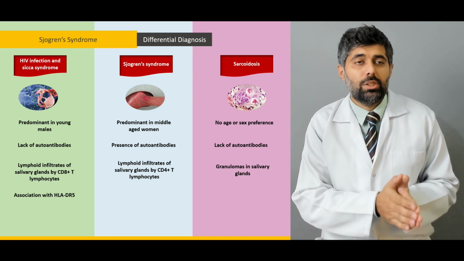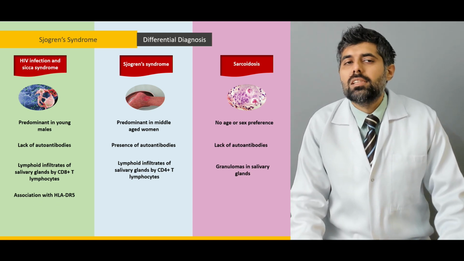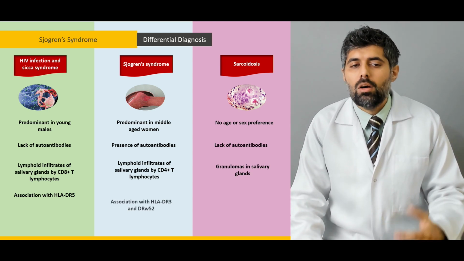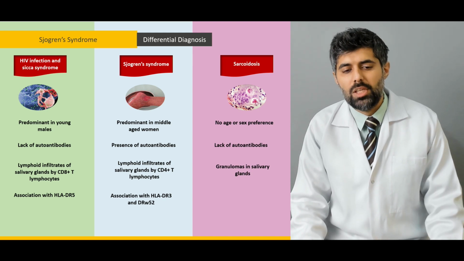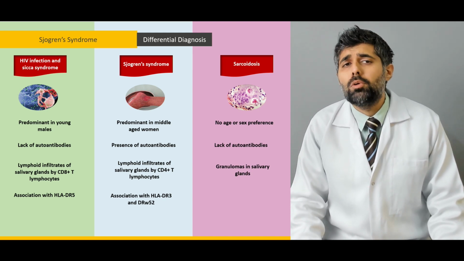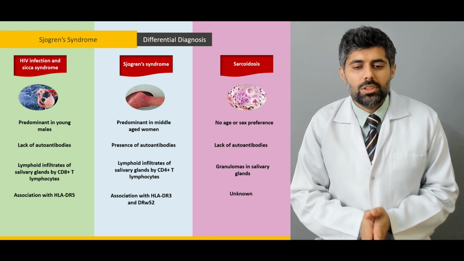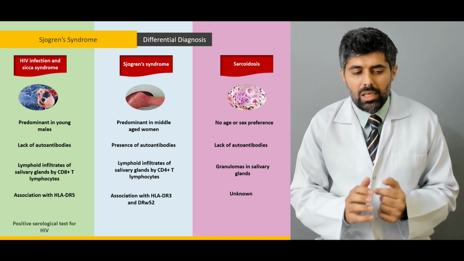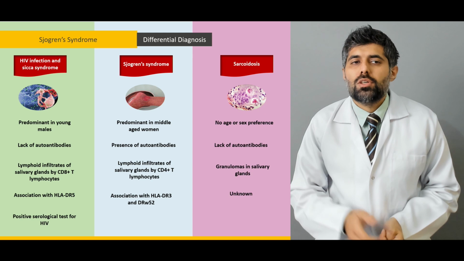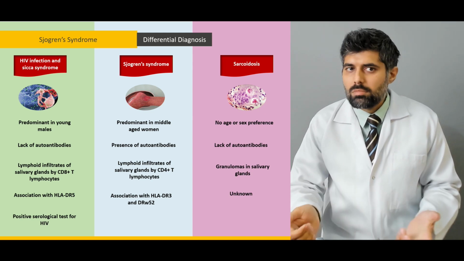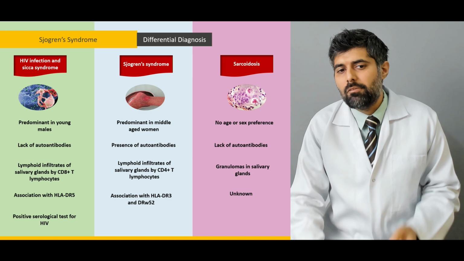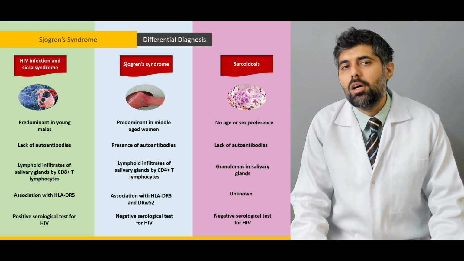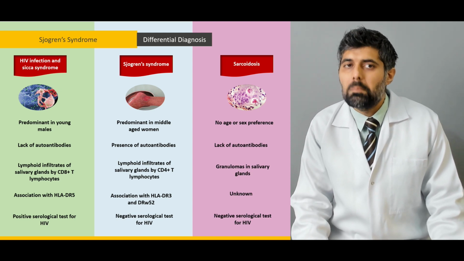Next, we'll talk about the association. HIV has association with human leukocyte antigen DR5, while Sjogren syndrome have association with HLA DR3, DRW52, while sarcoidosis has no known association with HLAs. Lastly, HIV infection will be positive for serological markers for HIV, while the Sjogren syndrome and sarcoidosis will be negative for any HIV serological markers.